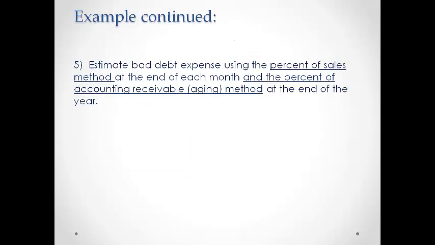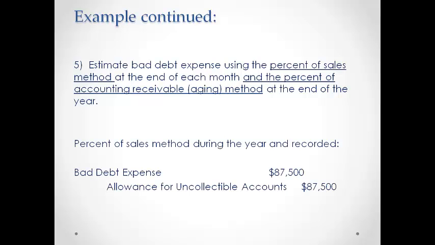Now let's estimate bad debt expense using both approaches. The percent of sales approach is used during the period, and the percent of accounts receivable aging approach is used at the end of the period, before presenting financial statements outside the company. The company used the percent of sales method during the year and recorded the estimated amount computed for each month using the percent of sales approach. This amount was $87,500 total.